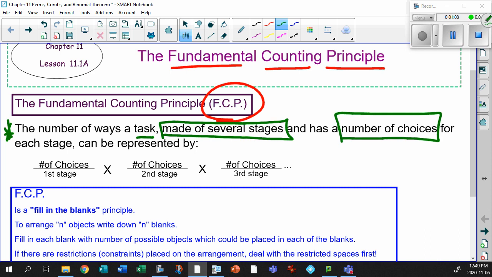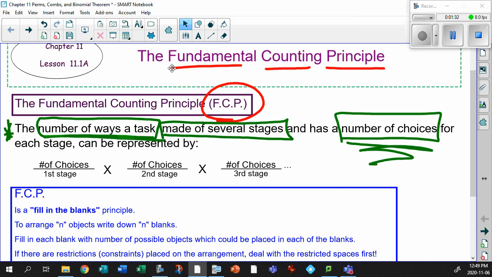Think about an outfit. Okay? Several stages would be, you need a top, let's say a shirt, and let's say you need pants. Well, how many choices do you have in your closet for these things? Okay? This works out to be the Fundamental Counting Principle. How many ways can you dress yourself? See what I mean? Okay.